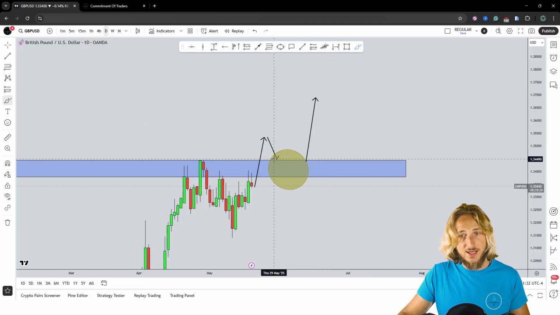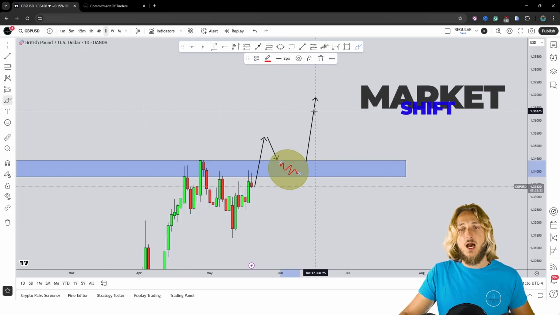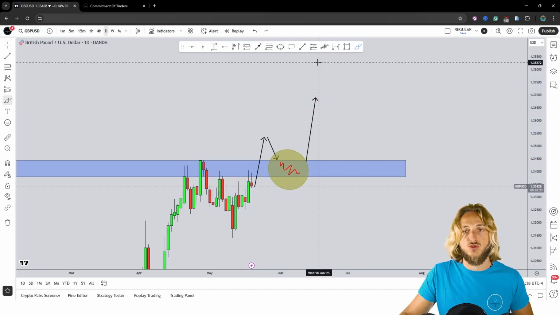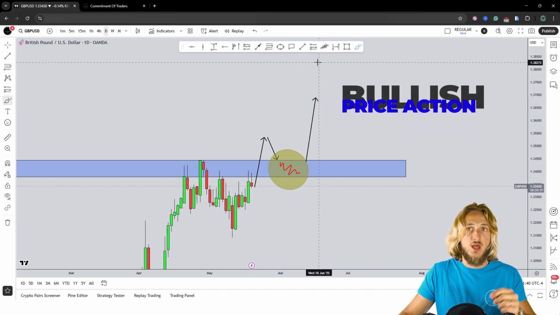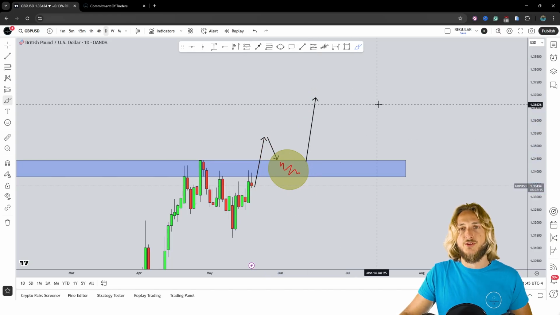Therefore, what I would expect is that if this market would shift from an intraday bearish to a bullish market, I wouldn't be surprised to see a potential rejection to the upside away from this level for the market to complete this daily impulse correction and impulse pattern to the upside. That definitely wouldn't surprise me.